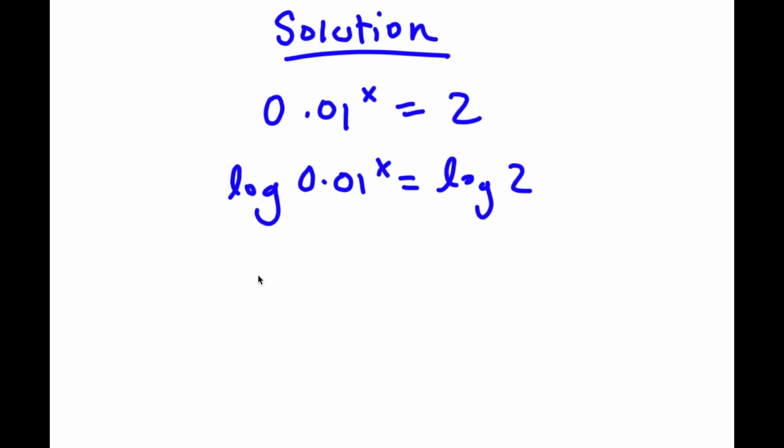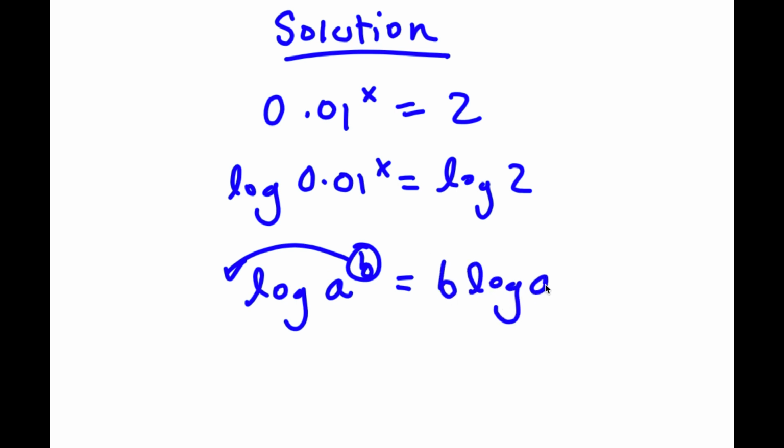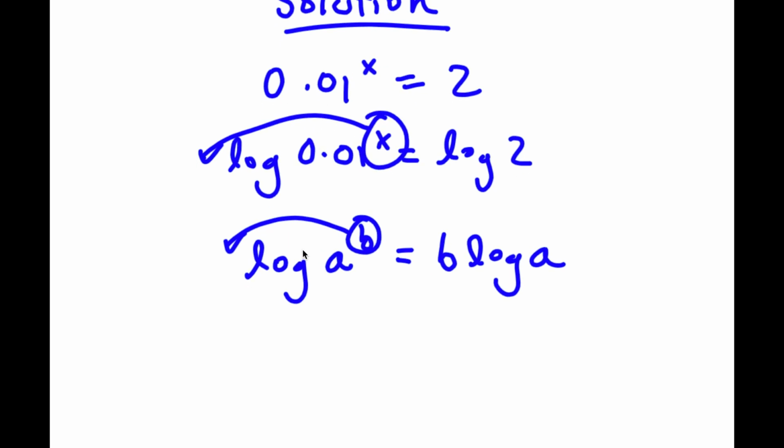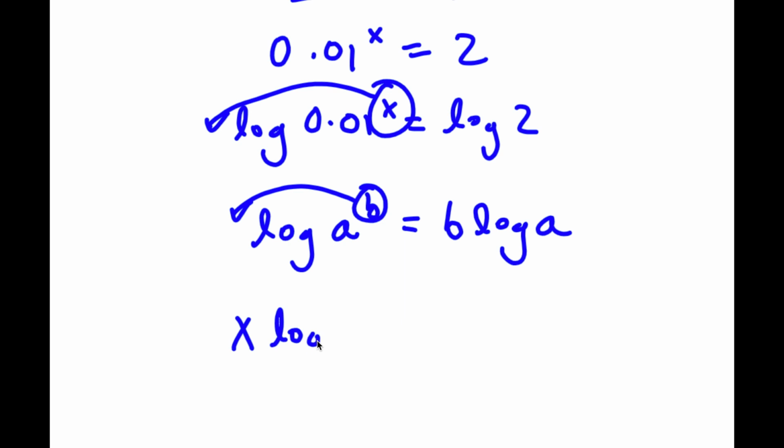Now if I have something in the form log a to the power of b, I can simply move this exponent b to the front. So this would equal b times log a. So in this case, I have log of 0.01 to the power of x, and I can simply move x to the front. So that's going to equal x times log 0.01 is equal to log 2.